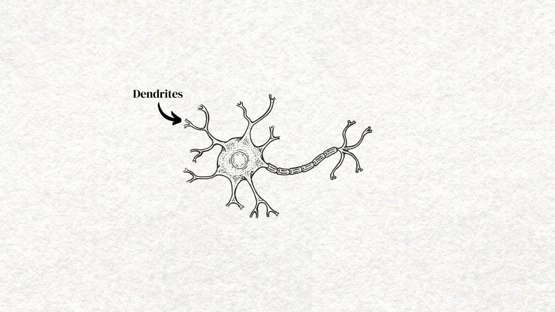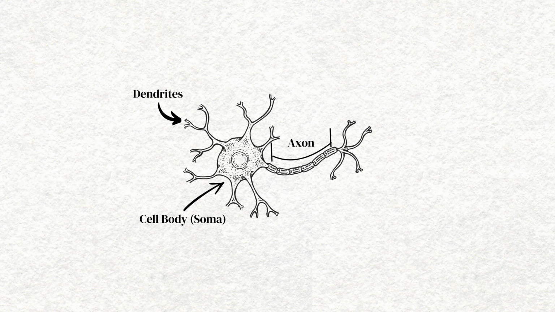First, we have the dendrites. These are branch-like extensions that receive signals from other neurons. They act like antennas, pulling in chemical messages from the synapse. Next, we have the cell body, or soma. This contains the nucleus and other organelles. It integrates signals from the dendrites and makes decisions about whether to pass along a message.